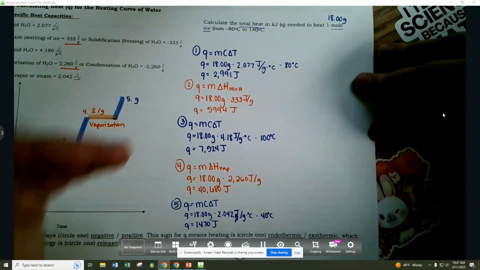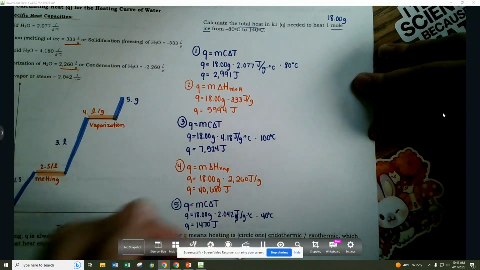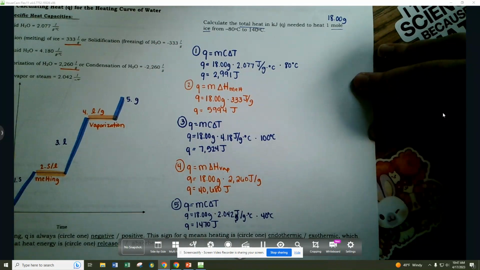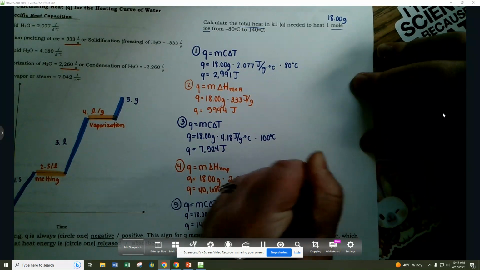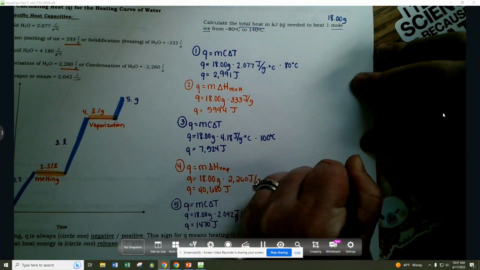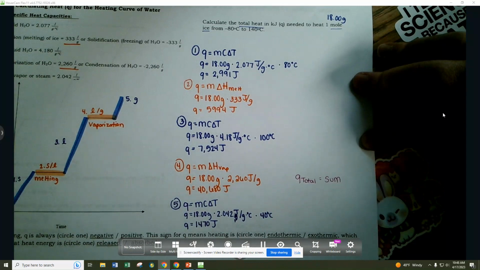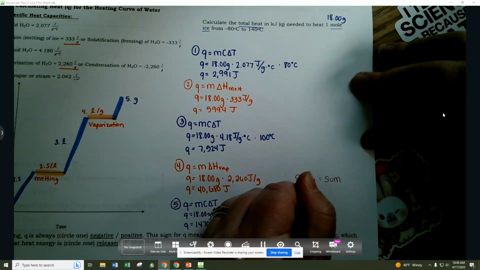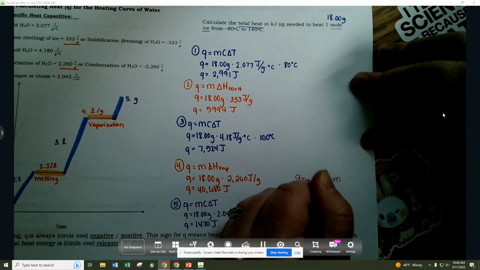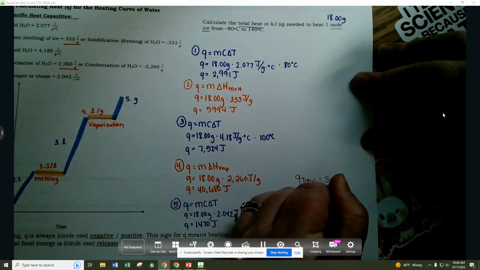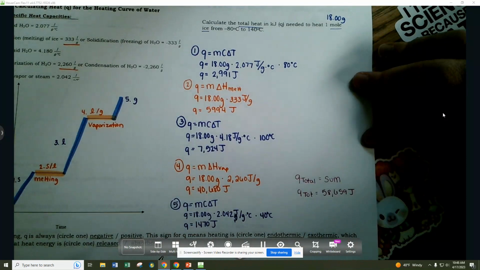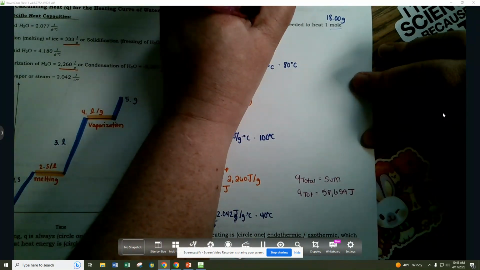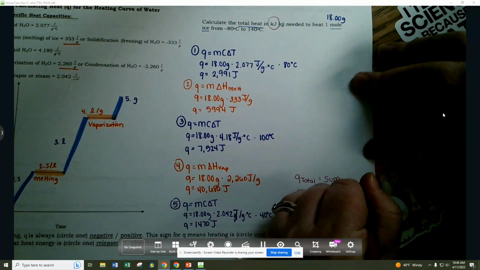It asks, what is the total heat? Well, that means we know the heat involved in each of these segments. So what you need to do lastly is find Q total. And that's just a sum of all 5 answers. Okay, so when we get an answer there, we get around 58,659 joules.